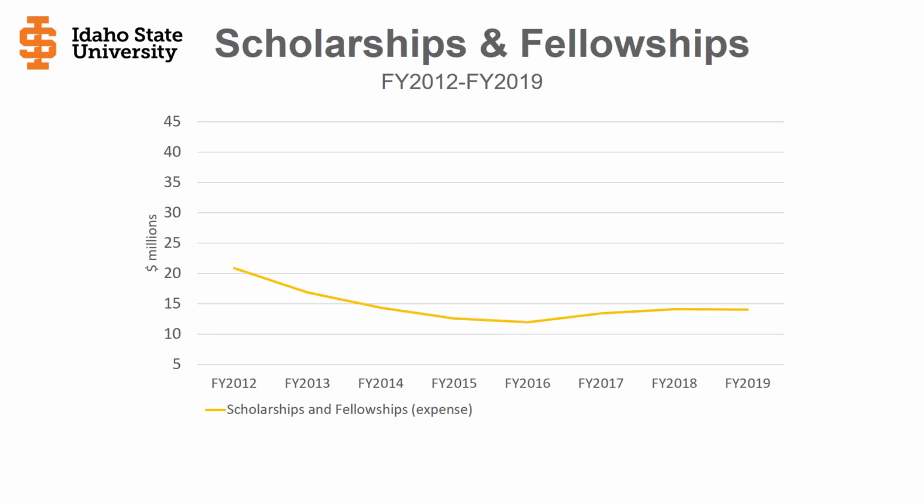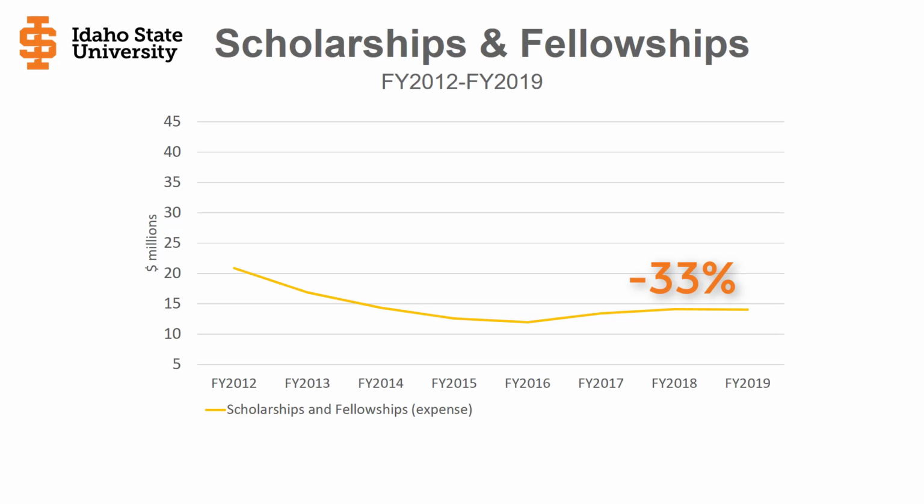This line represents the trend in our actual scholarships and fellowships expense. This doesn't tell the whole story, however. Although the amount of scholarship and fellowships treated as expense has declined $6.9 million or 33% since FY12, this apparent decrease does not take into account discounts, waivers, and allowances.